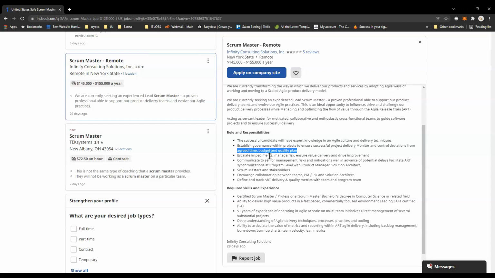Now, escalate impediment, manage risk, ensure value delivery, and draft improvement. How do you do that? When you cannot control the impediment, for instance, if you have a dependency from another team, you want to escalate that to the release train engineer. Say, hey, Mrs.